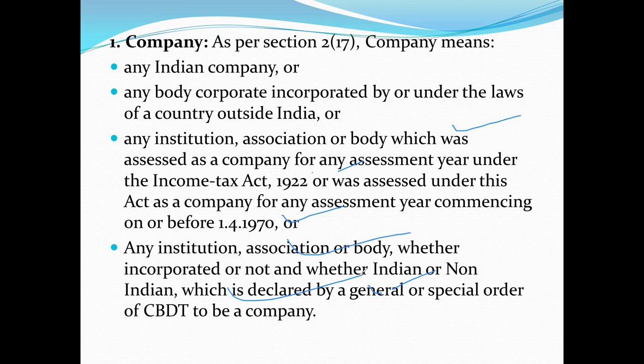What is CBDT? Earlier I told you, Central Board of Direct Taxes. You have direct taxes and indirect taxes. Indirect tax is GST. Direct tax, for example, is income tax. So if the CBDT declares an institution as a company, it is a company. Incorporated means registered. Whether it is registered or not is immaterial. If CBDT declares an institution as a corporate, it is a corporate.